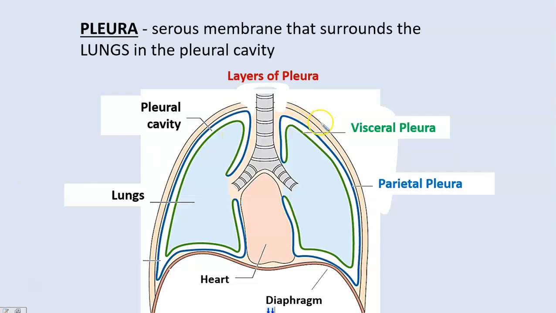So here we go. This is the picture that's in your notes. This inner one is the visceral pleura. The outer one is the parietal pleura, and that space in between is the pleural cavity. Pleura is the noun that we use for the membrane that is surrounding the lung. Membrane, just a double-layered tissue.